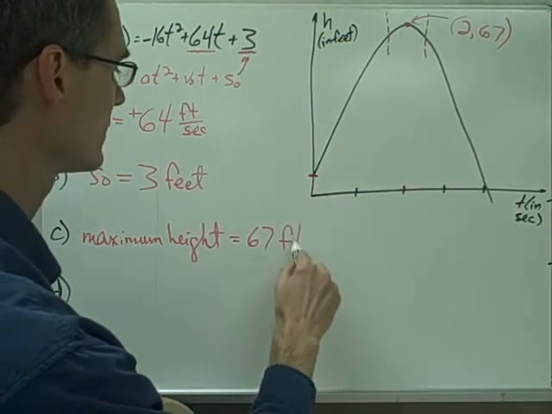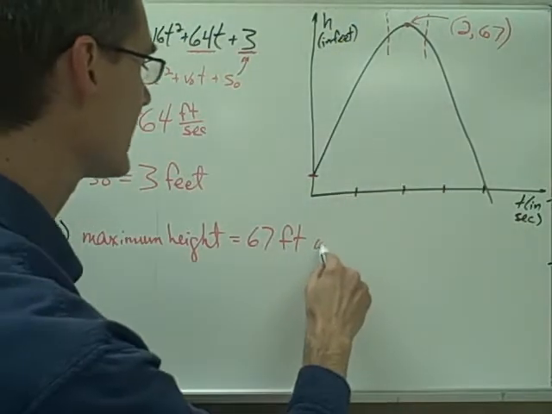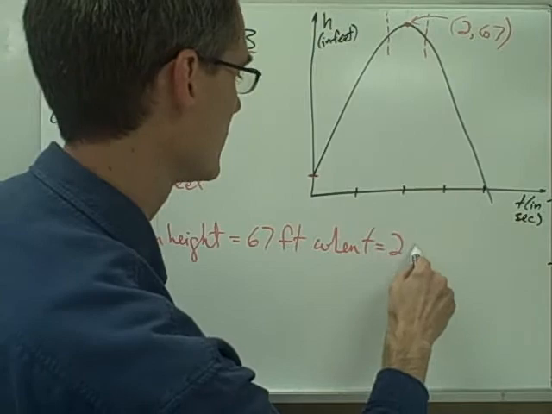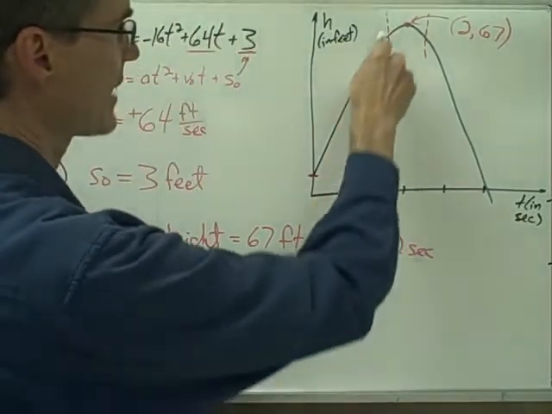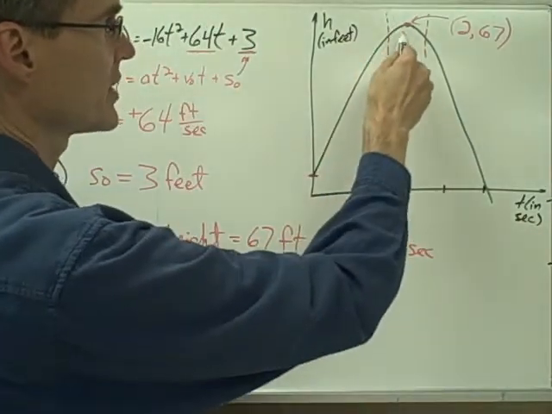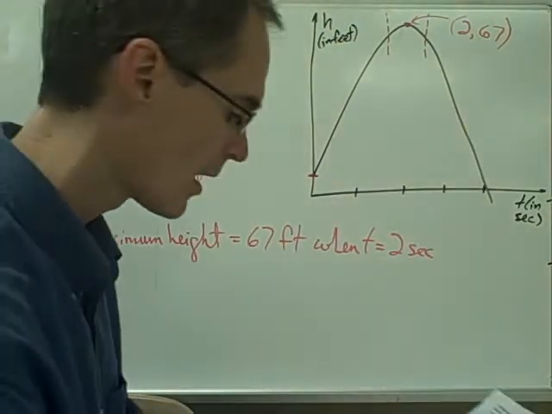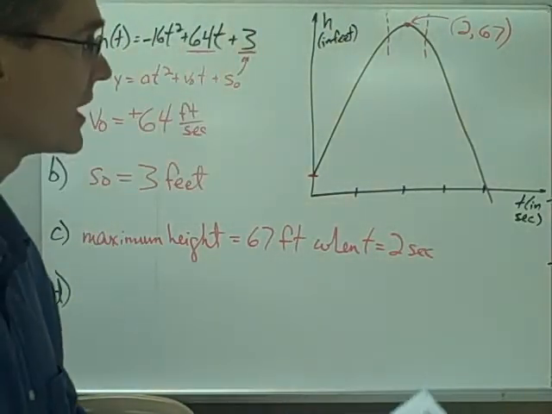And I know that I reached that height when t equals 2 seconds. So 2 seconds after the ball leaves the bat, it has reached its maximum height and then begins heading back down towards the ground. Part D, how long does it take the ball to hit the ground?